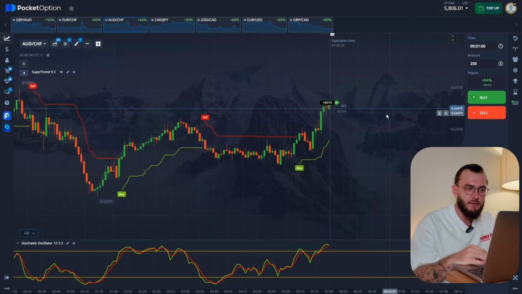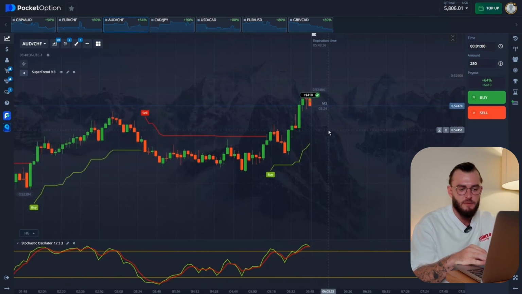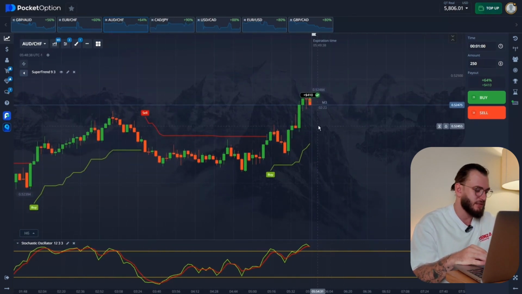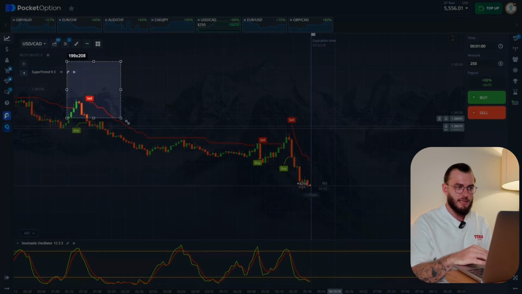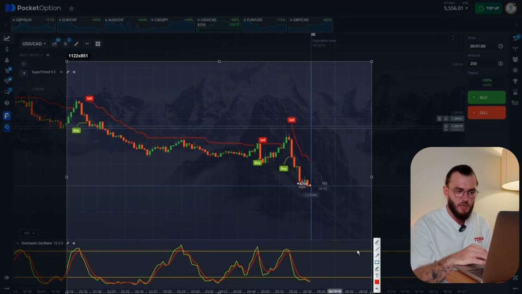Now we have the ending. We close the trade with a profit. Let's switch the chart to something more interesting. I decided to try my luck with the dollar to Canadian again. I recently entered here at a loss, but surprisingly, the asset didn't go up. It stayed right where it was. Since that's the case, let's give the super trend a second chance.